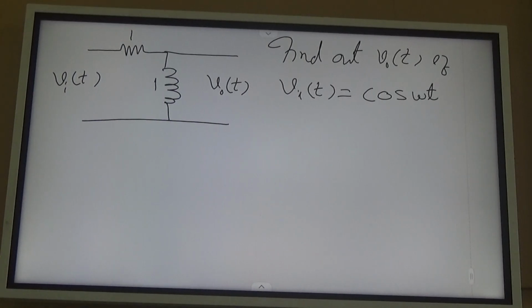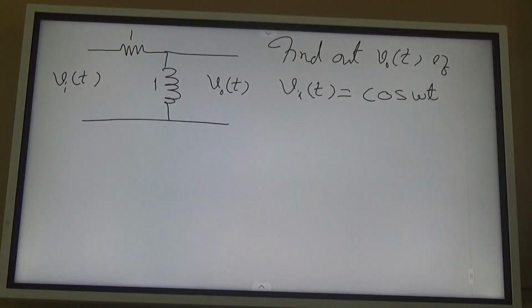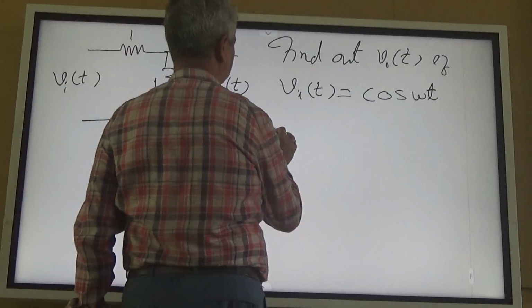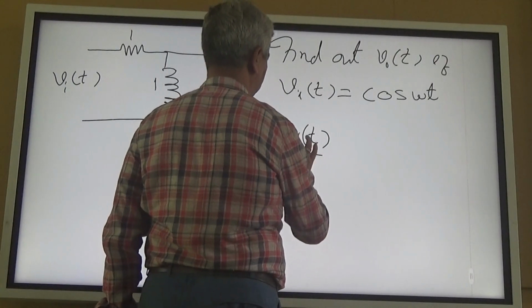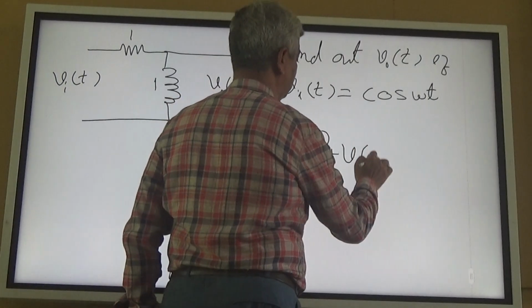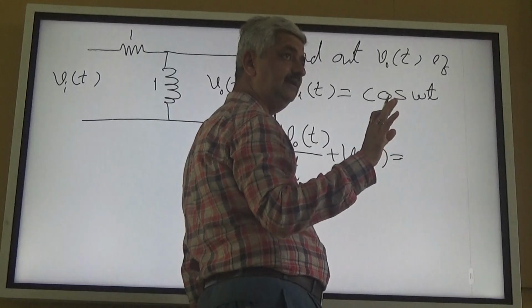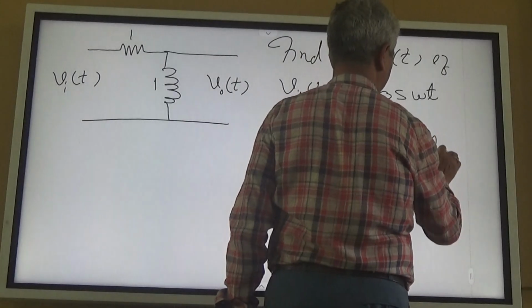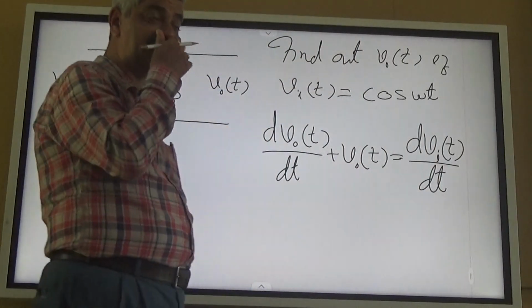Those who could not find the solution, listen very carefully now. What is the differential equation? I hope there should not be any problem with the differential equation. It is dVo(t)/dt plus Vo(t) is equal to dVin(t)/dt, right? Is it okay?